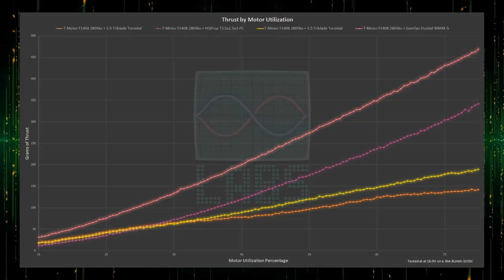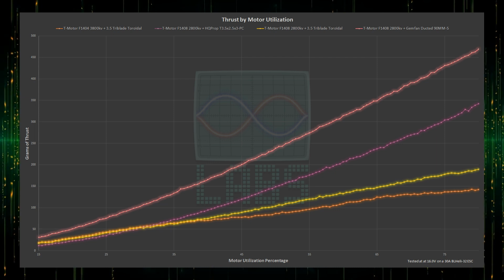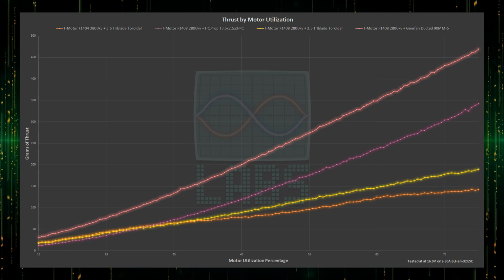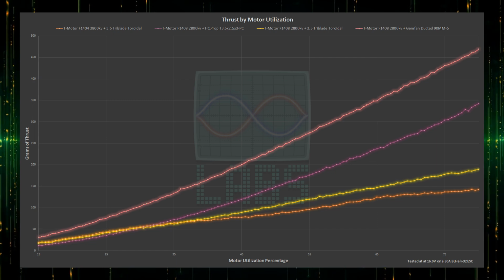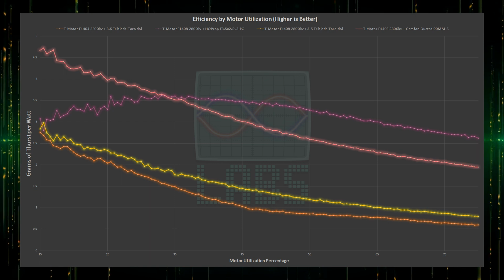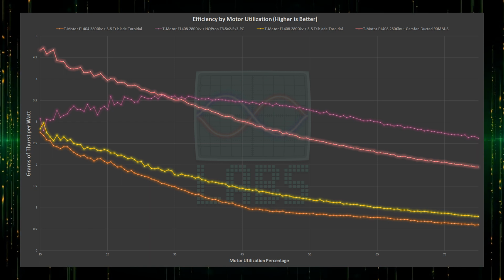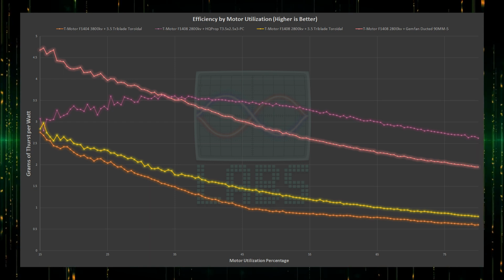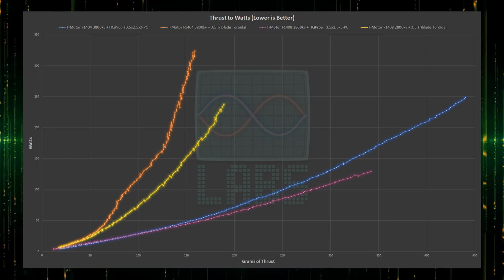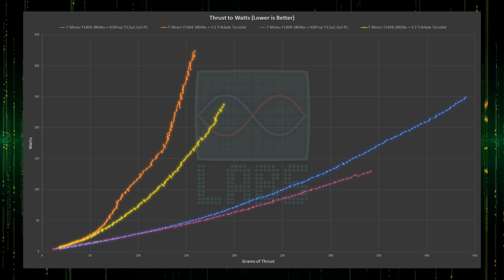Looking at thrust, the toroidal propeller on the larger motor in yellow shows an improvement after 40% over the smaller motor in orange, but the difference isn't significant compared to the other propellers. However, the efficiency chart does show an improvement for the larger motor over the smaller one, but it's still far less efficient than a traditional propeller. Looking again at grams of thrust generated per watt of power, you can clearly see there's an improvement here, but the performance and efficiency is still fairly terrible.